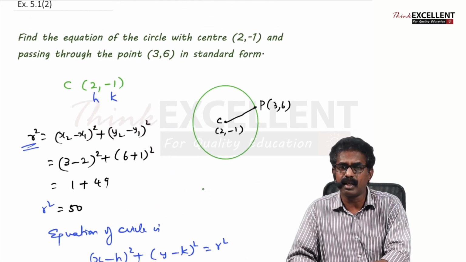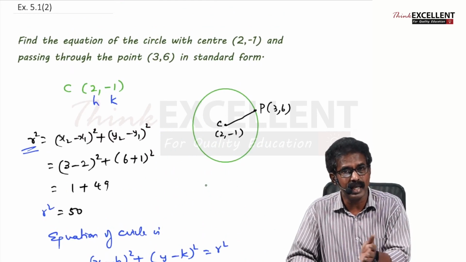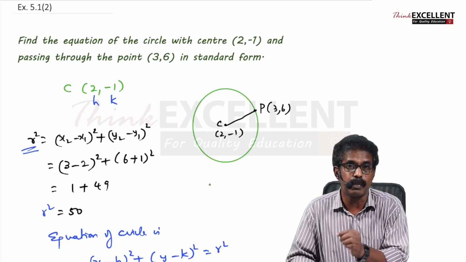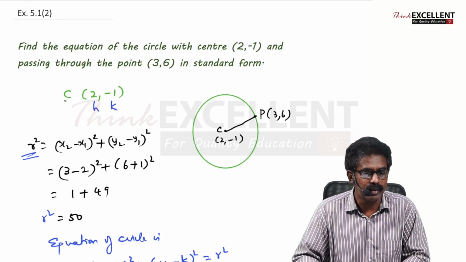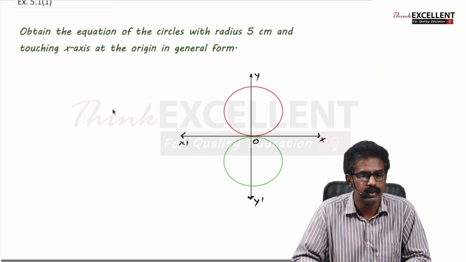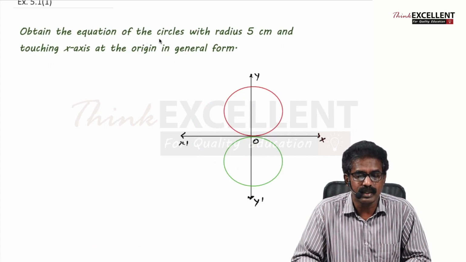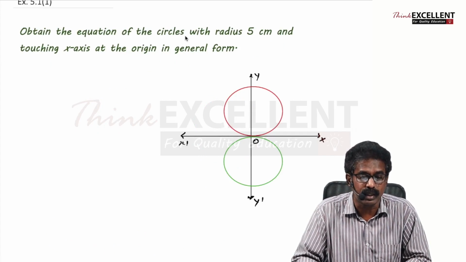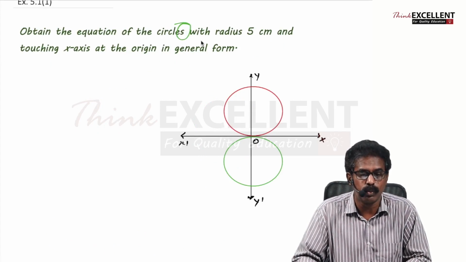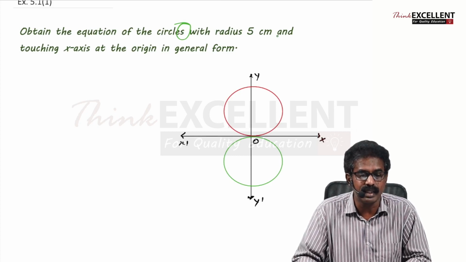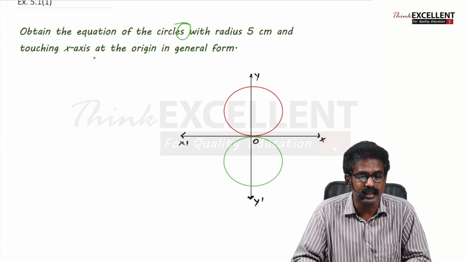Sometimes they give center and radius directly. You can do that. Here radius is not given. Instead of that they give a point on the circumference. Now let us go for the first question. Obtain the equation of the circles, plural form given, right? With radius 5 centimeter and touching x-axis at the origin.